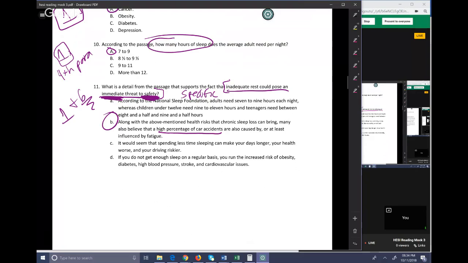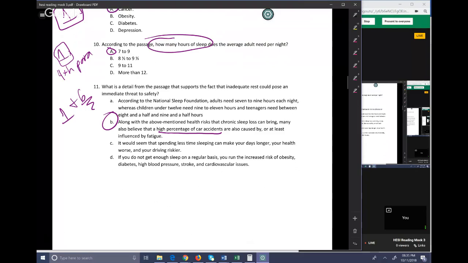That would say there is an immediate threat to safety. That is the way that was approached in the article. What I wrote next to the other answers for A, I said, how much sleep is needed is the focus of A. That does not involve the risks at all. So yes, it's important certainly to know how much sleep is appropriate, but that doesn't help us prove that there's an immediate threat to safety.